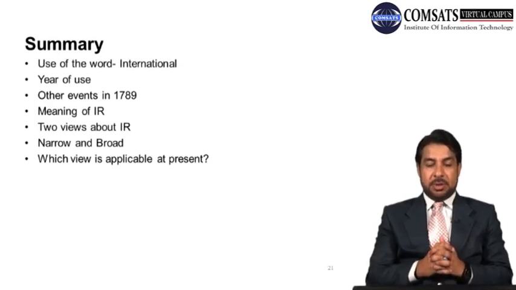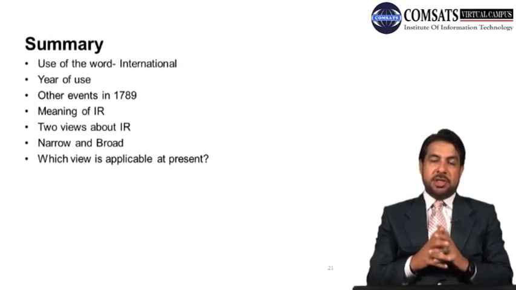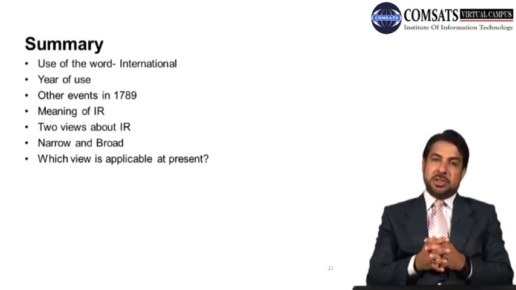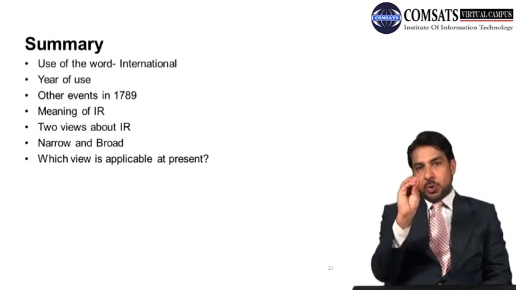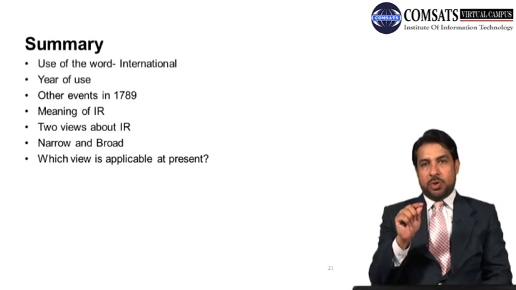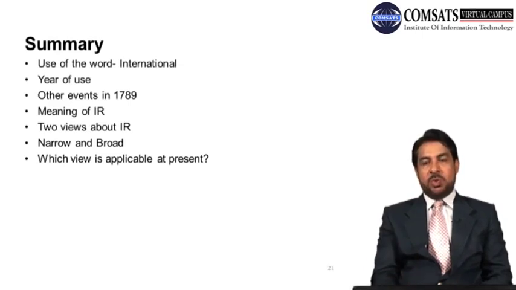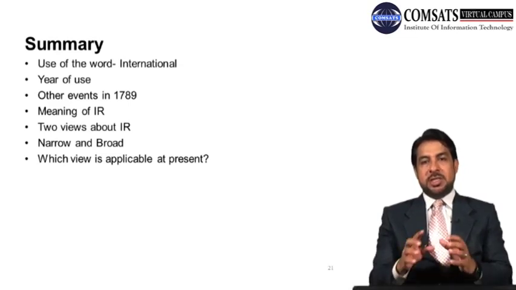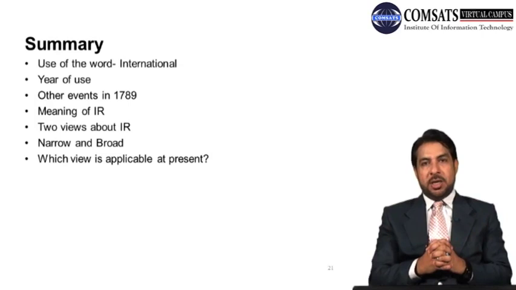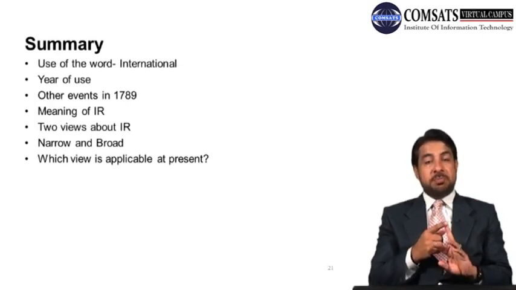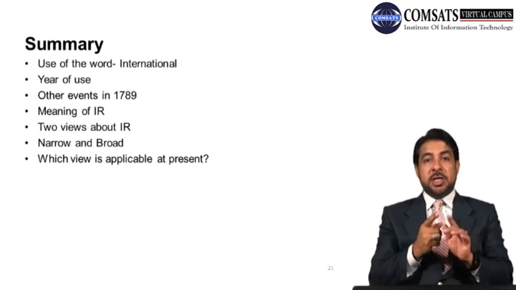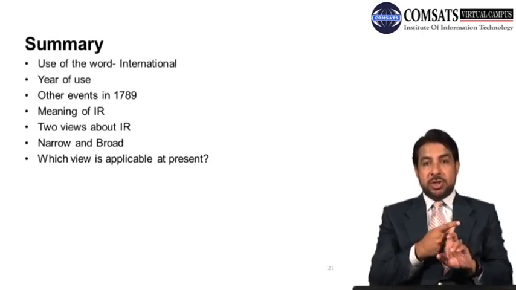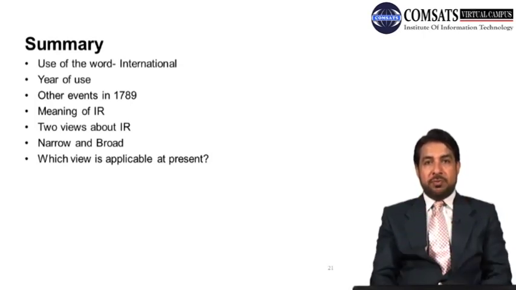Then we discussed the meaning of IR, which means the relation between states, the relation between nations. And in that, we have two views about international relations. One was the narrow view, the second was the broader view. The narrow view was concerned with political activities and official relations. And the broad view was concerned with many aspects of the human domain. It includes international organizations, people movement, different types of associations, economic associations, trade relations, religious relations, and so many more. So this was the broad view of international relations, which is also being applied in the present world.